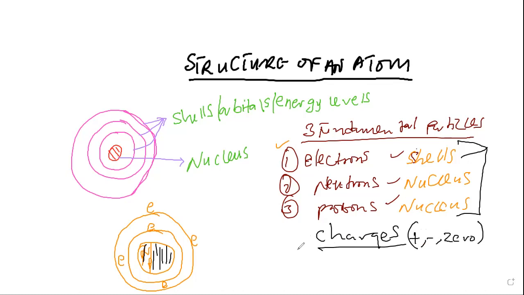So now, electrons are negatively charged. Then the protons are positively charged. Then the neutrons have zero charge. They are neutral, from the word neutral. So electrons are negatively charged, protons are positively charged, and the neutrons have zero charge.